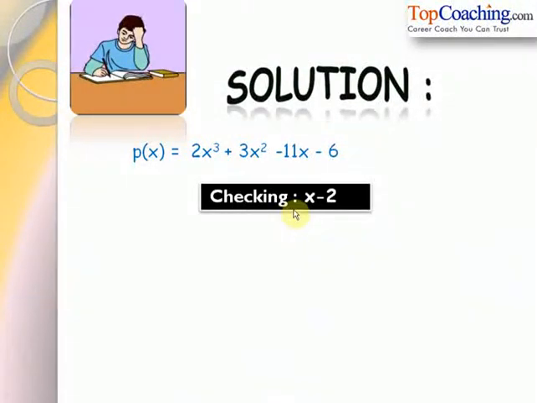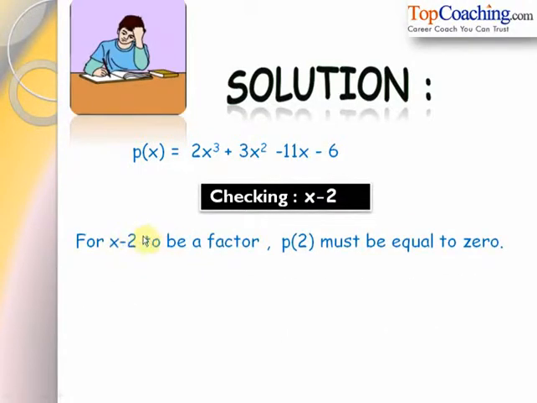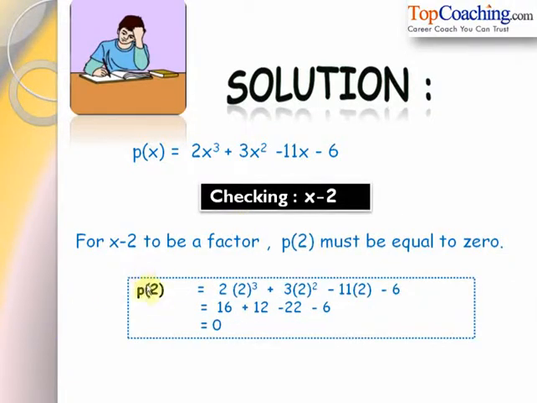Now let's check for x minus 2. Again, if x minus 2 is a factor of p of x, then p of 2 must be equal to 0. So what we do is we check out the value of p of 2. So simply replace x by 2 and we get the value of p of 2 equal to 2 into 2 cube plus 3 into 2 square minus 11 into 2 minus 6.